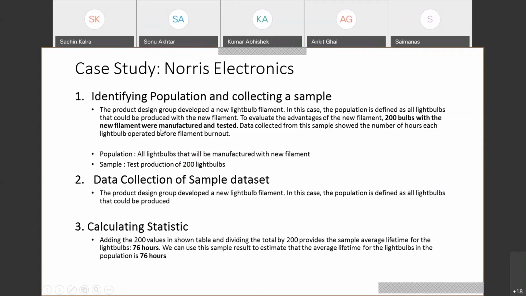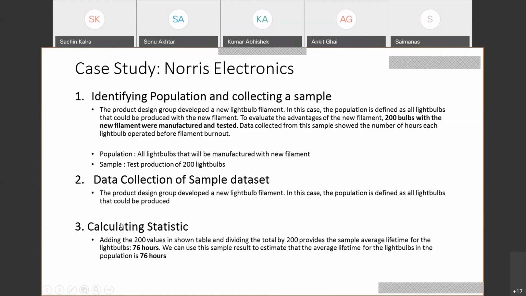Now calculating the statistic. What they did is, they added all these 200 values together, and then divided it by 200 and calculated the average burnout hours. Which gave them an average lifetime for the light bulb of 76 hours. Now, this is one way of calculating it. One could have taken the median, right? That okay, most of the data lies here. So that is how statistics proceeds.